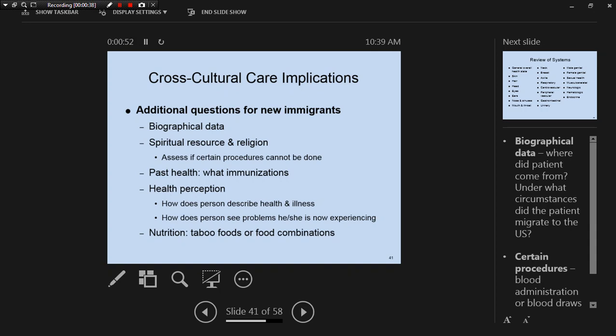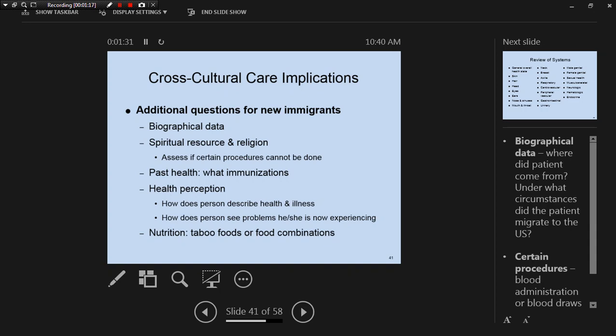And then, are there certain procedures or care that cannot be implemented based on their cultural or, to a greater extent, their religion or spirituality, such as blood draws or blood administration? And I think immunizations might be a big topic if they've come from another country where the standards are not where we are in the United States as far as through the CDC. There may be some other immunizations that they actually have received coming from another country. So those are things to critically think through when you're doing a complete health history.